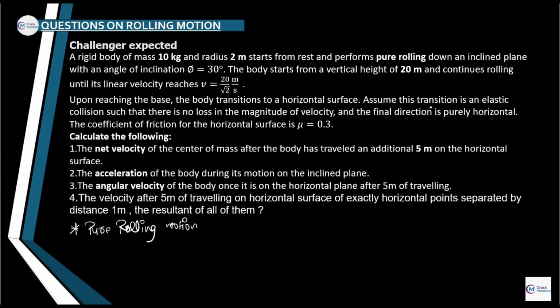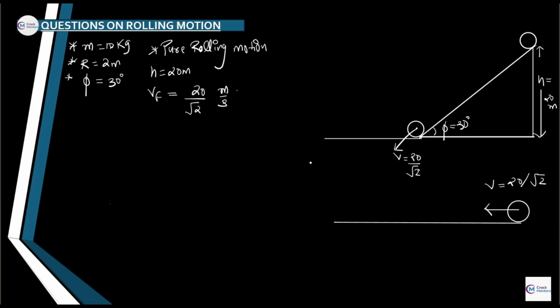Assume that this transition is an elastic collision such that there is no loss in the magnitude of velocity and the final direction is purely horizontal. The coefficient of friction for the horizontal surface is mu equals 0.3, which I have already said. Not friction, it is the coefficient of friction which is mentioned to us. It is 0.3.